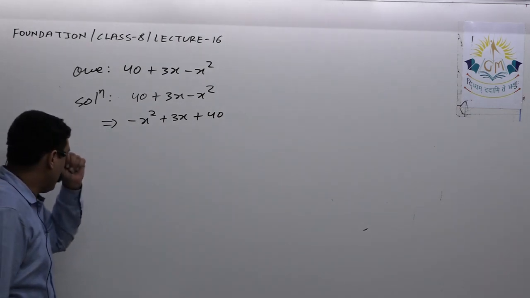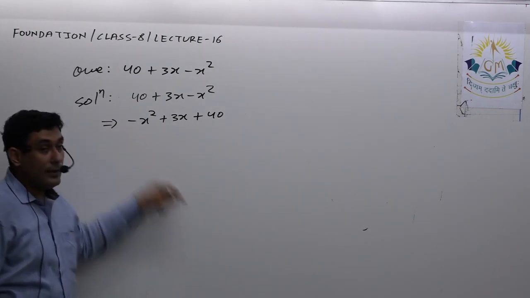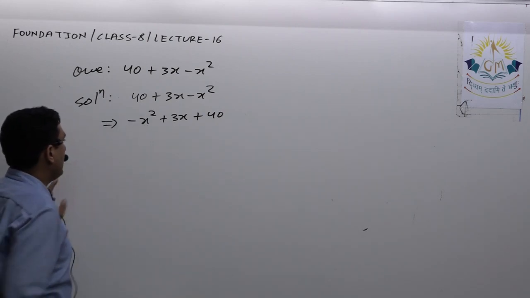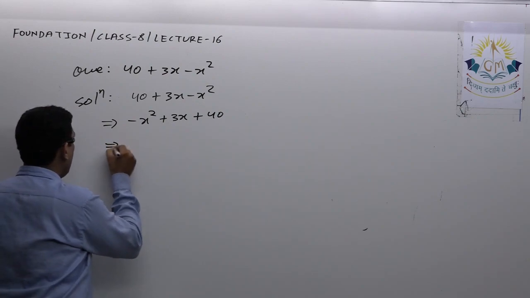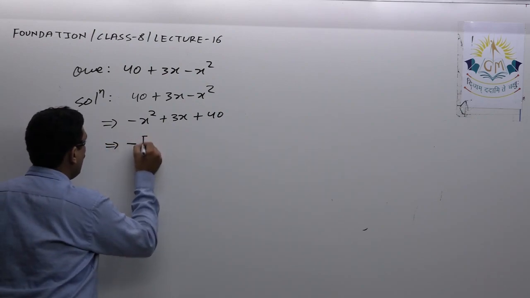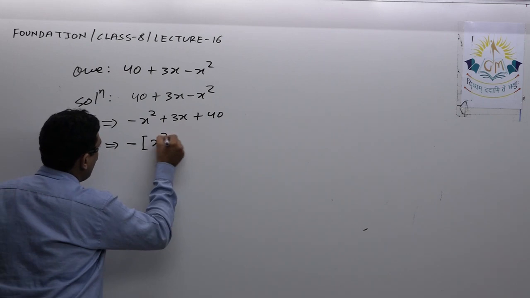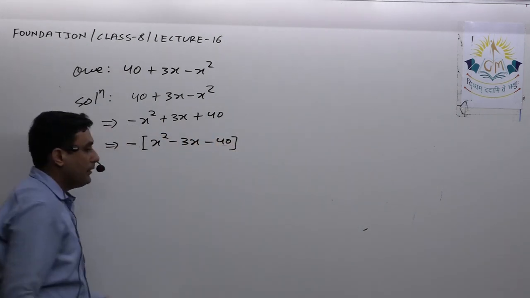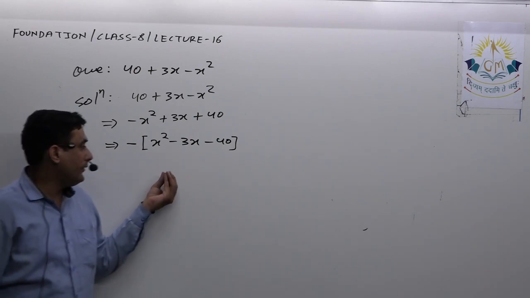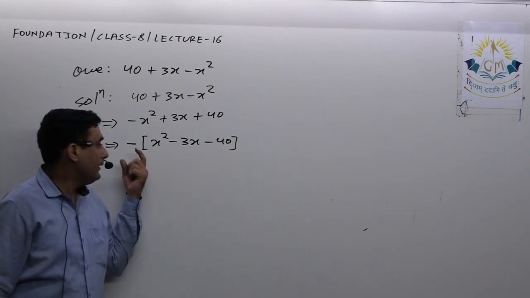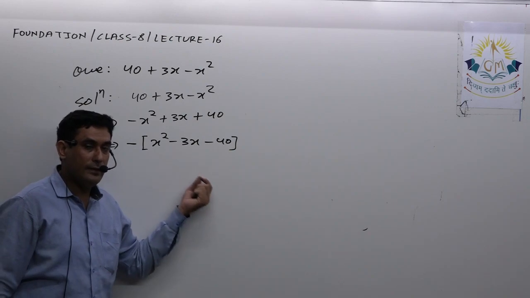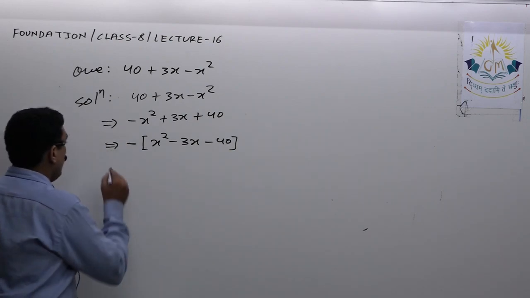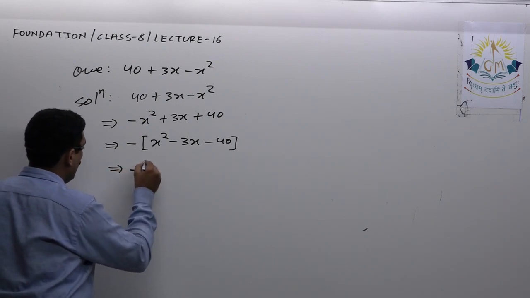Okay, this is one thing. Now, second thing, the first term should be positive. Here the first term is negative. So now I will make it positive. For that I will take the minus sign common. Here I write x square minus 3x minus 40. We discussed earlier that whenever we take the minus sign common, we change the sign of each and every term within the bracket. So now further this will remain as it is.